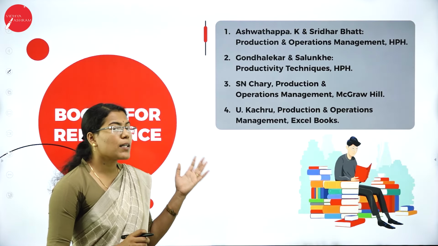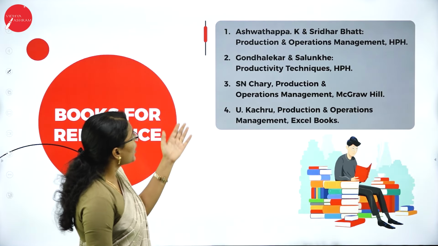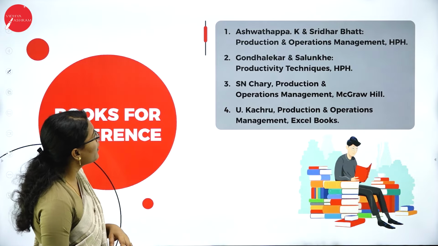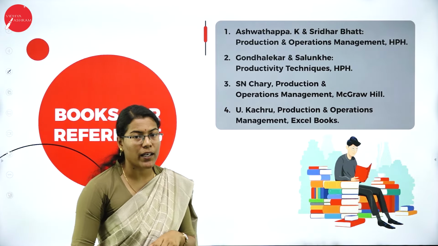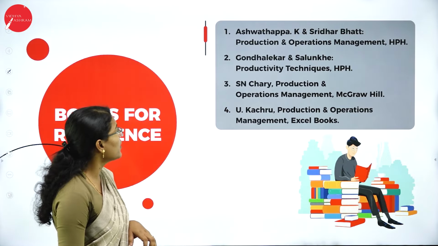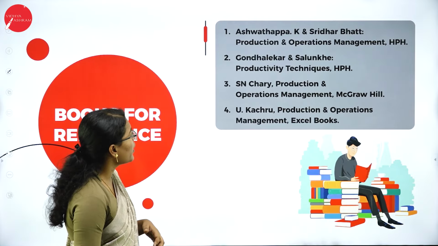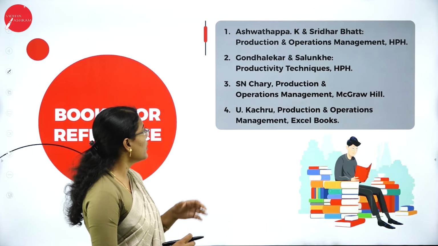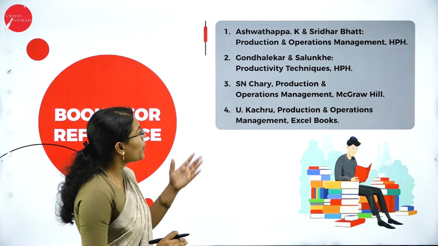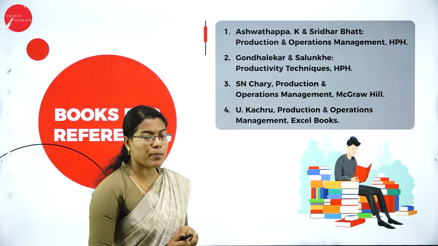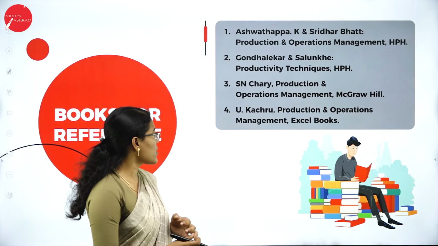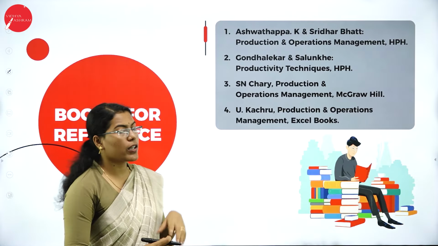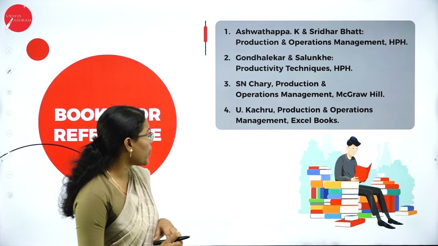Here are some of the books that you can refer to. Ashwatappa K and Sridhar Bhatt on Production and Operations Management, HPH Publication. Gondalekar and Salunkhe on Productivity Techniques from HPH Publication. Then S.N. Chary on Production and Operations Management from McGraw-Hill Publications, and Kachru on Production and Operations Management from Excel Books Publications.